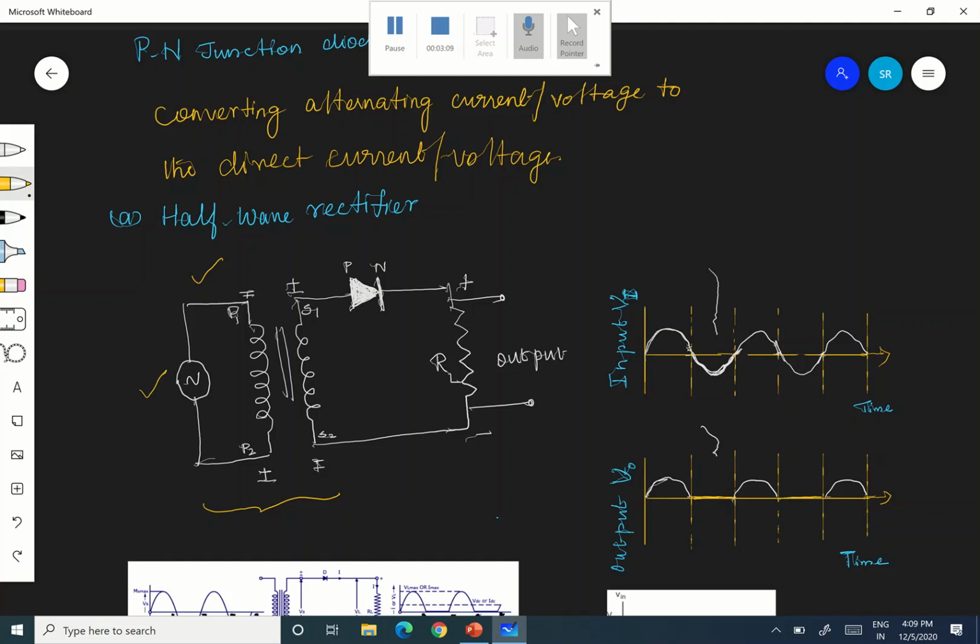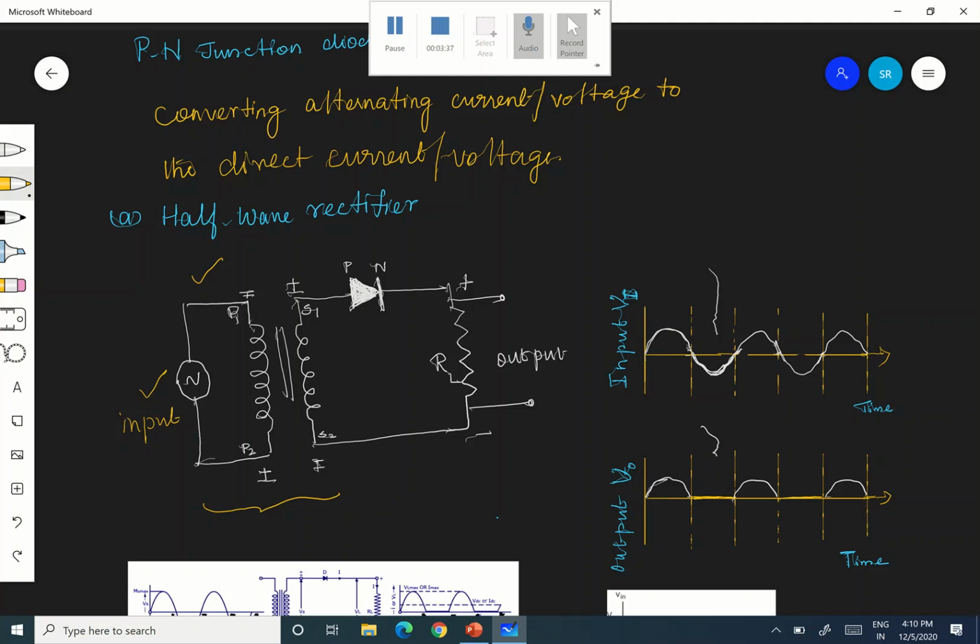Because it is meant for converting AC to DC, the alternating voltage which is to be converted into direct voltage, DC voltage, is to be given as an input. Here, it is an input. Therefore, this is the AC input. It is given to what? The transformer. You know a transformer works only on AC. Therefore, the primary of the transformer is given the input.